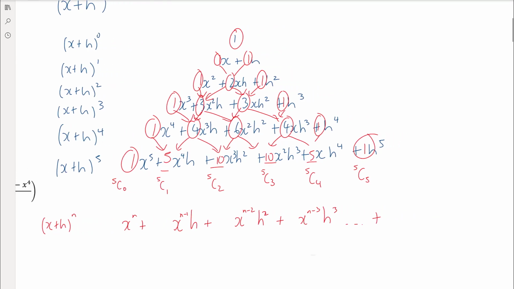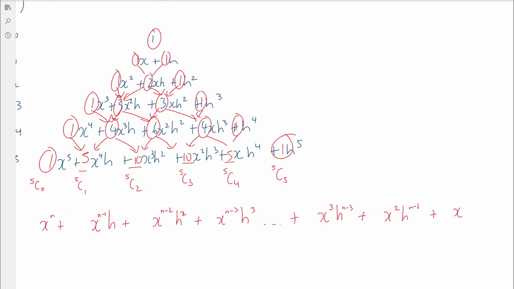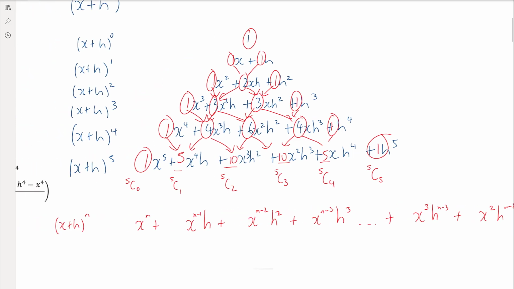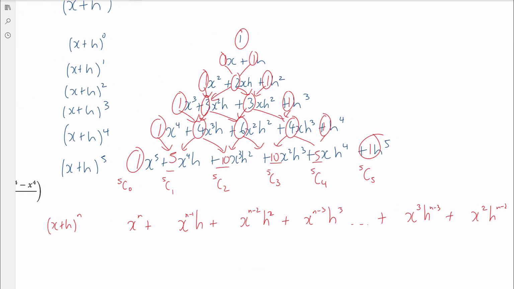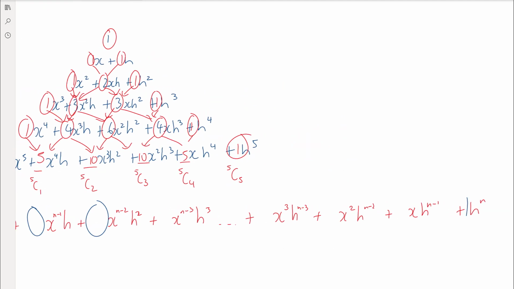Until at the other end we're going to have x cubed h to the power of n minus 3, x squared h to the power of n minus 2, x h to the power of n minus 1, and h to the power of n at the end. And again, these coefficients, it's 1 at the start and it's 1 at the end, what numbers go in between, they are going to be to do with combinations.